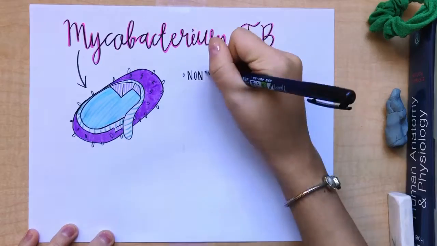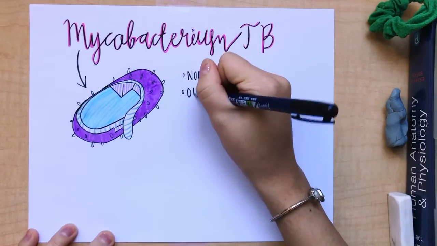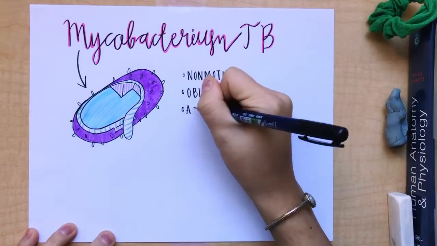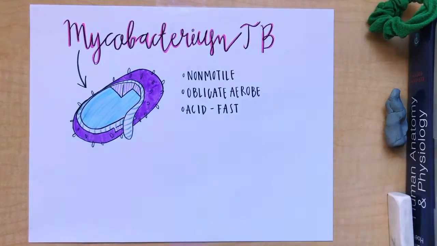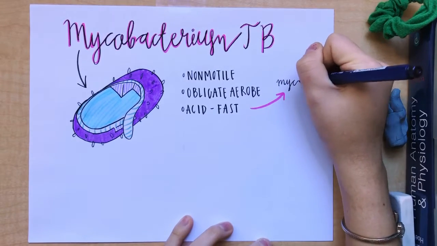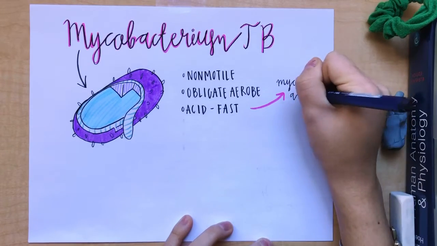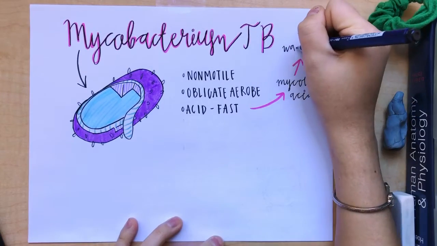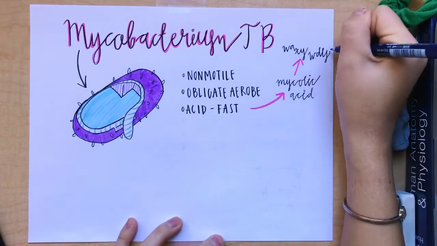And so there are a couple features about this mycobacterium. It is non-motile, meaning that it doesn't move. It's an obligate aerobe, so it absolutely loves air, which is why it's normally found in the lungs. It's also acid fast, meaning that it contains mycolic acid, which makes the walls very waxy, meaning that it's harder to treat than other bacteria.